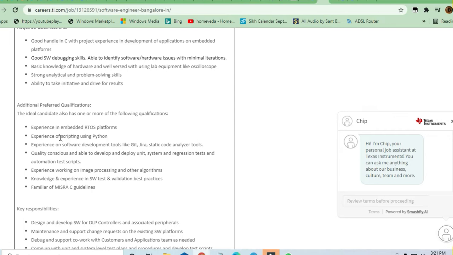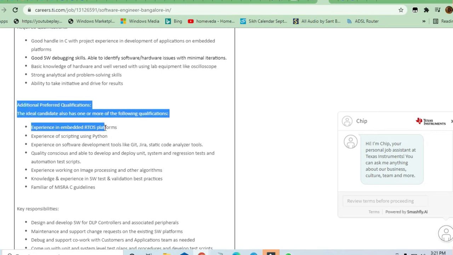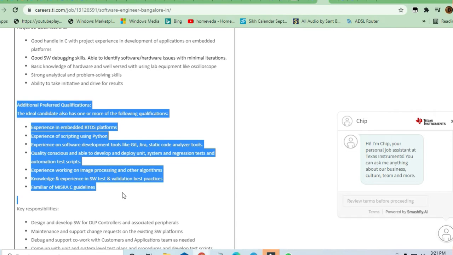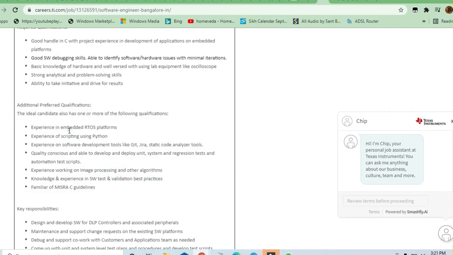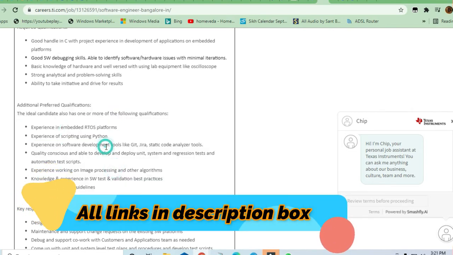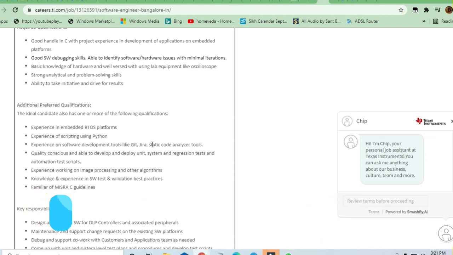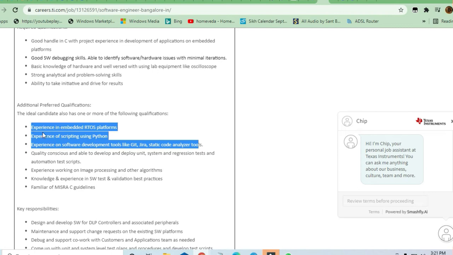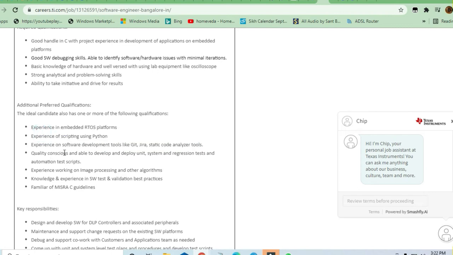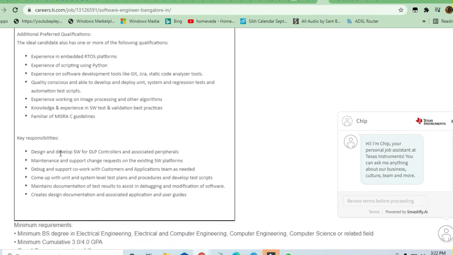Anybody who has experience with scripting using Python, there will be additional preferred qualification. They have given this in the preferred qualification. This means that it is not the most important skill they need. If you are good in Git, Jira, or static code analyzer tools, they can shortlist you. Quality conscious and able to develop and deploy unit, system, and regression tests and automation test scripting. These are also a kind of requirement, and you can go through these.